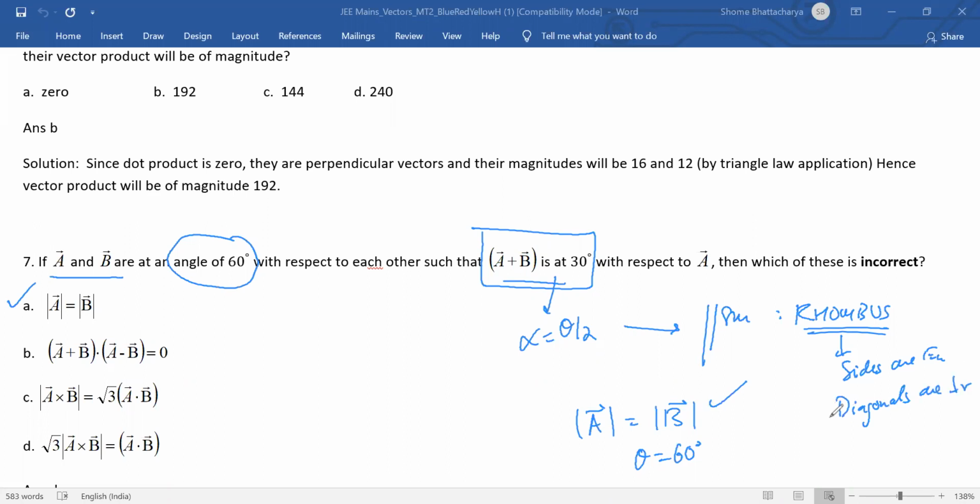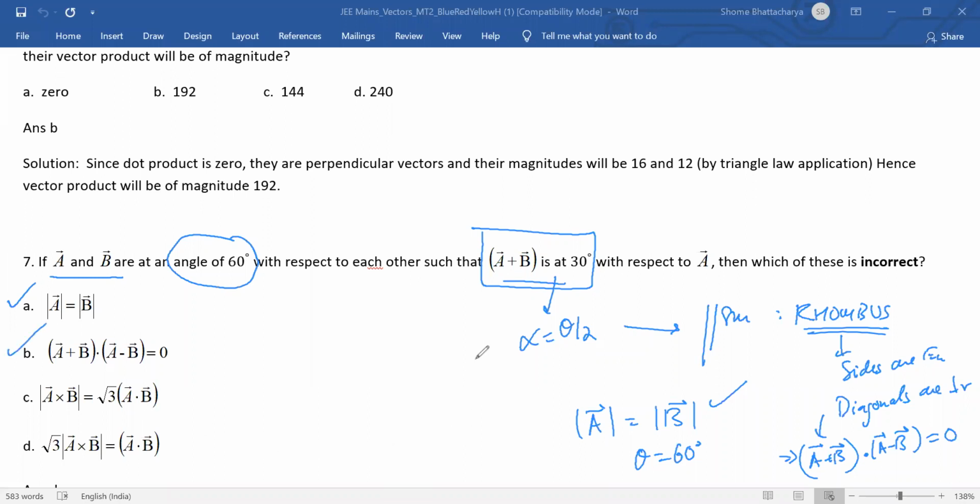So what does this tell us now? This tells us that A plus B is one diagonal. It's perpendicular to the other diagonal, which is A minus B. Okay, so that means this option is also correct.